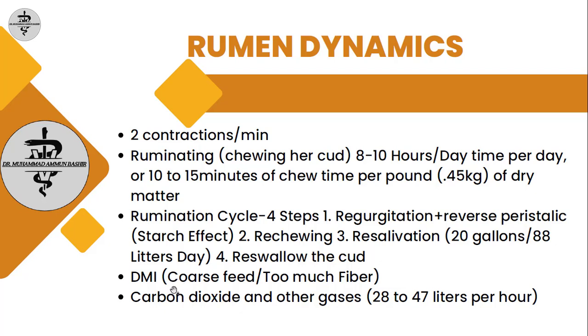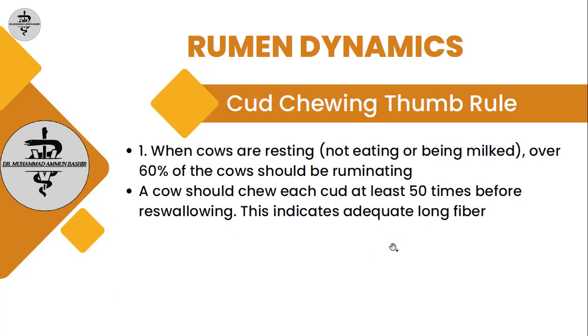Dry matter intake also relates to the fiber content of the feed. If there is too much fiber in the feed, that leads to less dry matter intake of a cow. And there is a production of 28 to 47 liters of carbon dioxide and other gases per hour via the rumen of a cow. And this is a thumb rule of quiet chewing of a cow. When the cow is not eating, not being milked, or is sitting, 60% of the cows should be ruminating at that time, or the cow chews each cud at least 50 times before reswallowing.